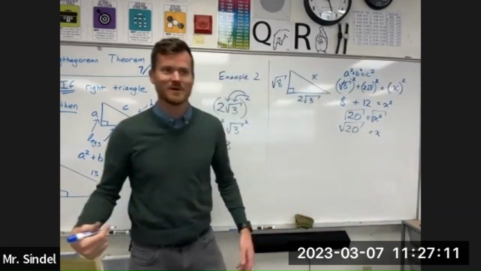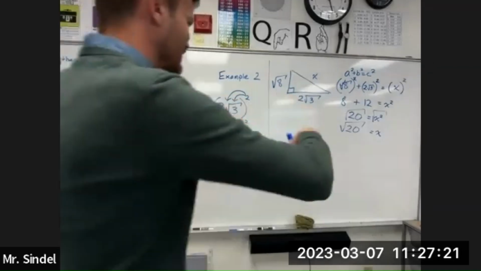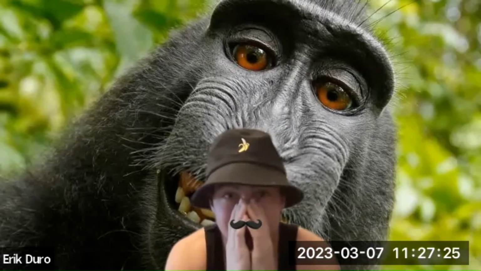Who are we going to give this problem to? Should we give it to another Zoom kid? All right, we're giving it to Eric and we're going to see what happens. Eric, how do I reduce that square root of 20? I need to do a factor tree, right? What times what is 20, Eric?